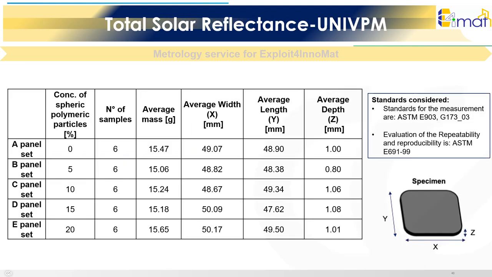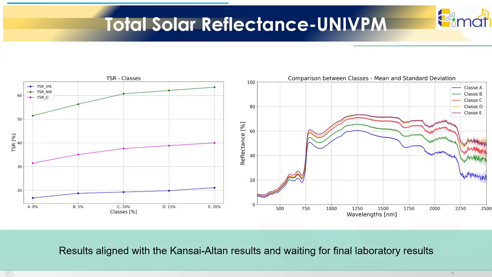In this slide is reported the measurement performed on the steel specimens coated with polymeric particles. In this slide are reported 2 graphs representing, on the left, the total solar reflectance at different concentrations of polymer in the paint for different spectral ranges, and on the right, the absolute reflectance of the paint at each concentration of particles.